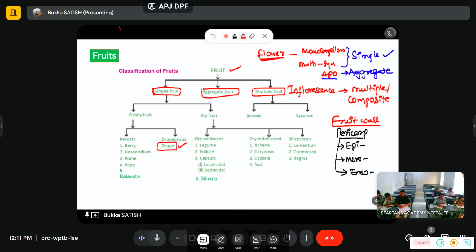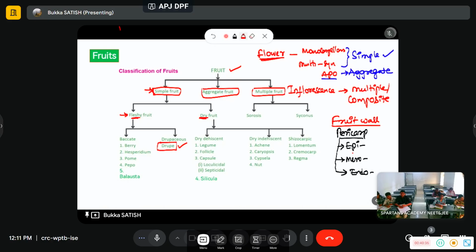Under that, write the first one. It is a fleshy fruit, simple fleshy fruit. A fleshy fruit because it's not dry. Dry and fleshy, these are the two different types. So it is fleshy fruit, simple fruit.